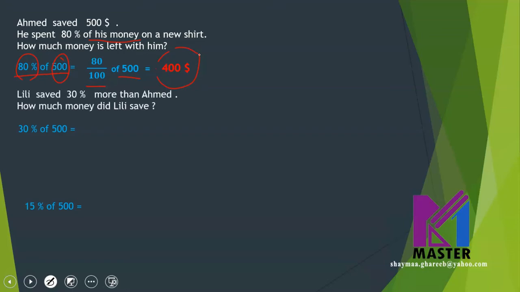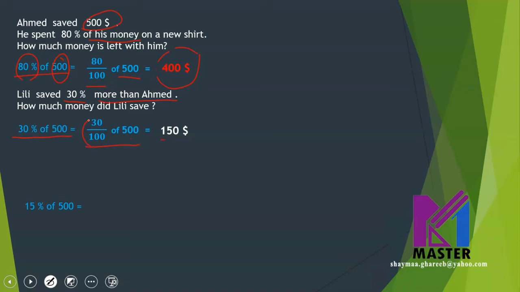Let's see the second question. Lily saved 30% more than Ahmed. Ahmed saved $500. So I need to calculate 30% more than the $500. So first I will calculate the 30% of 500. Exactly the same way. 30 over 100 of 500. 500 divided by 100 equals 5. 5 times 30 equals $150.